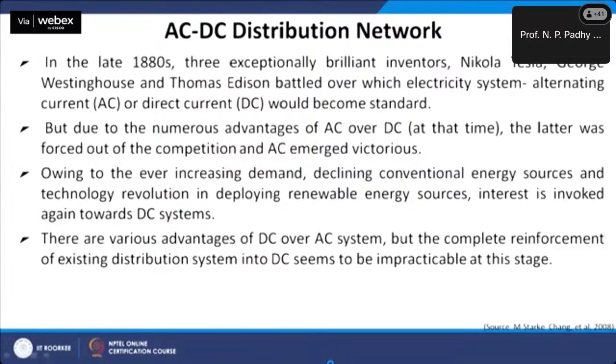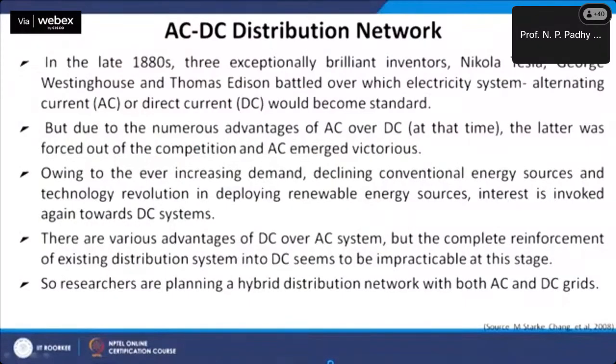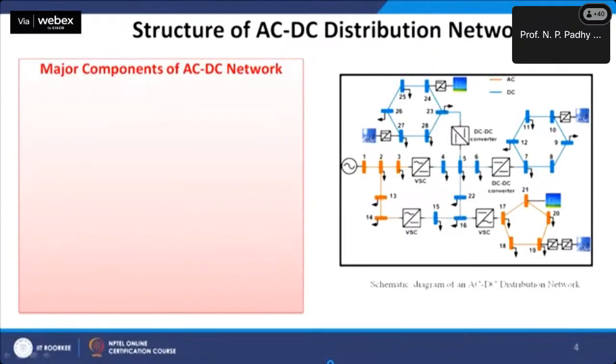So, what we have to consider is that the AC system is in place along with DC. A part of the distribution system could be of DC in nature, but the replacement of AC system by DC is next to impossible. So researchers are planning a hybrid distribution network with both AC and DC grids. Now, if you look at the structure of an AC-DC system, it may look like this.